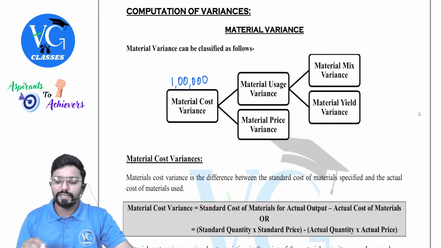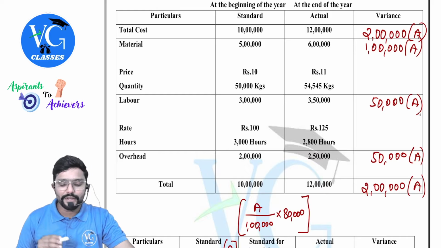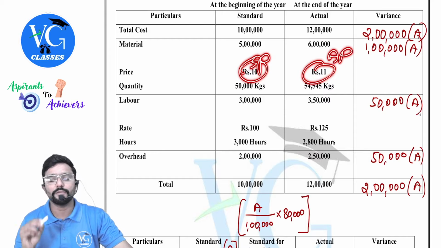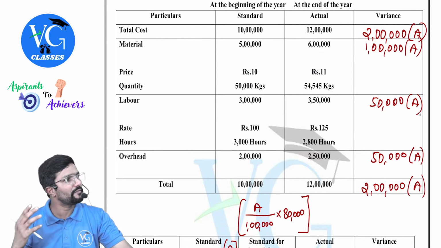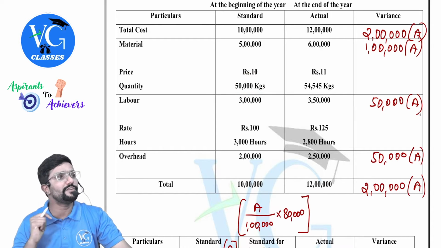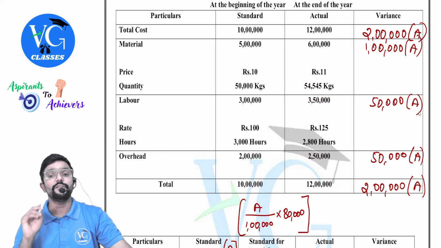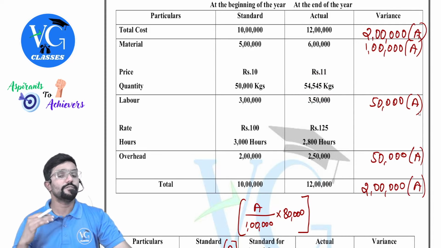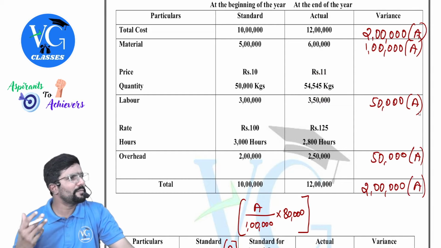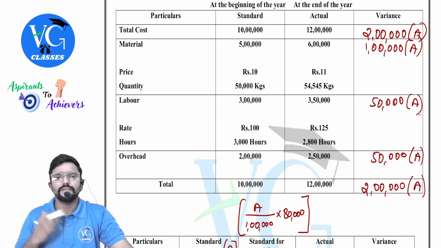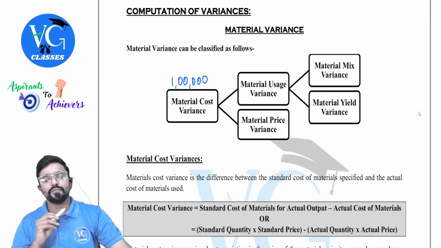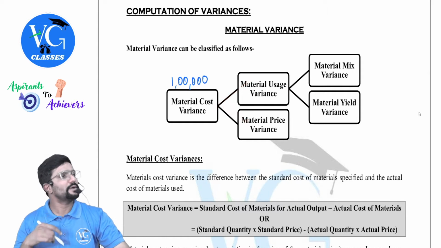Now, you can observe in my example, the standard price was 10, but I ended up paying 11 rupees. 1 rupee extra. Will it lead to a variance? Yes. Same way, how many kgs of raw material was I supposed to use? 50,000 kgs. But I used 54,545, which is 4,545 more. More raw material means more cost incurred, so it is again extra cost to me. So we'll figure out whether it is due to usage or price or both.